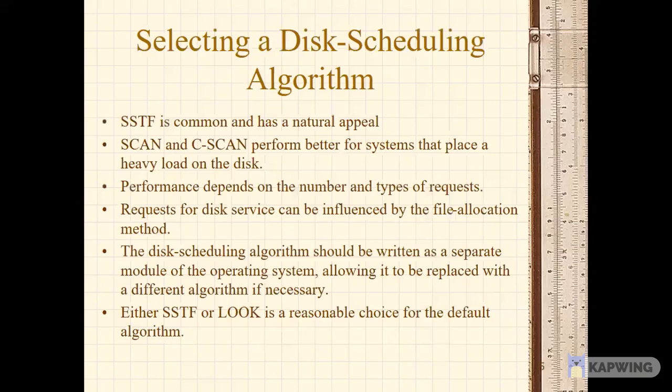Then selecting the disk scheduling algorithm. So how to select the disk scheduling algorithm? SSTF is common and has a natural appeal. Scan and C-scan perform better for systems that place a heavy load on the disk. Performance depends on the number and types of requests. Requests for disk service can be influenced by the file allocation method. The disk scheduling algorithm should be written as a separate module of the operating system, allowing it to be replaced with a different algorithm if necessary. Either SSTF or LOOK is a reasonable choice for the default algorithm.